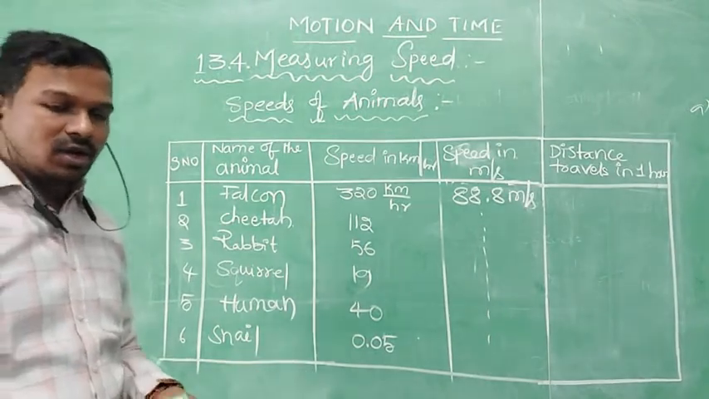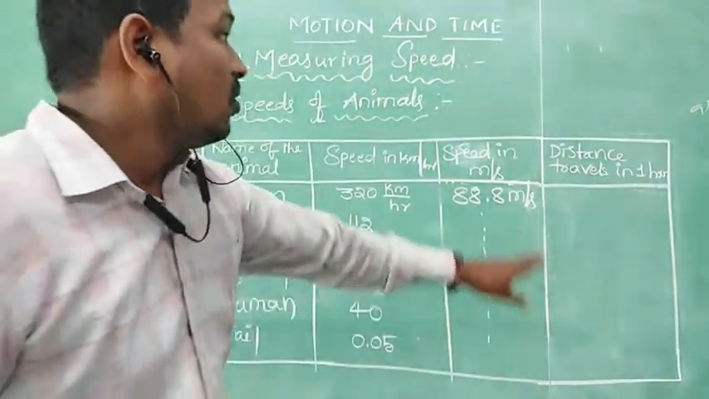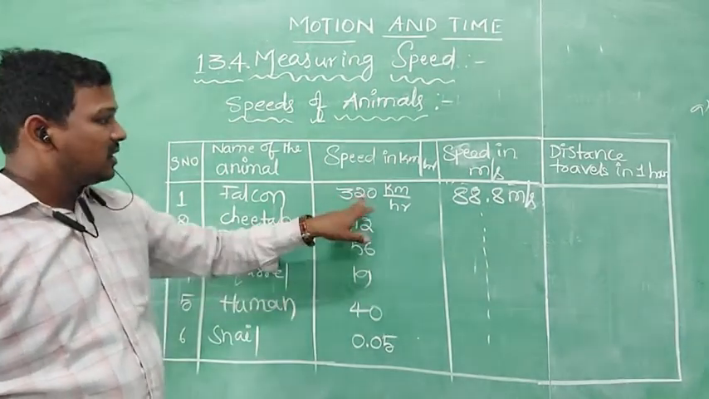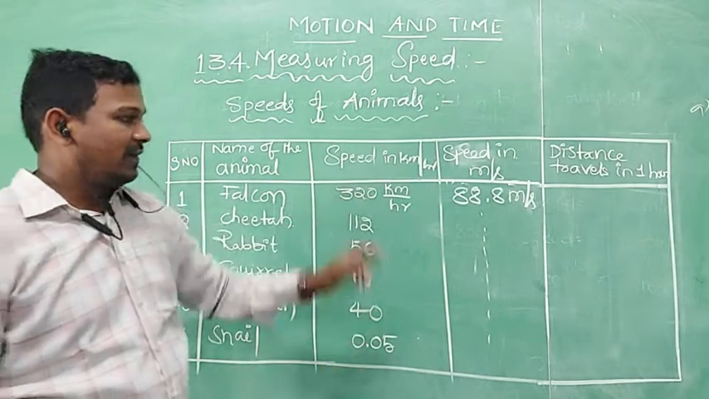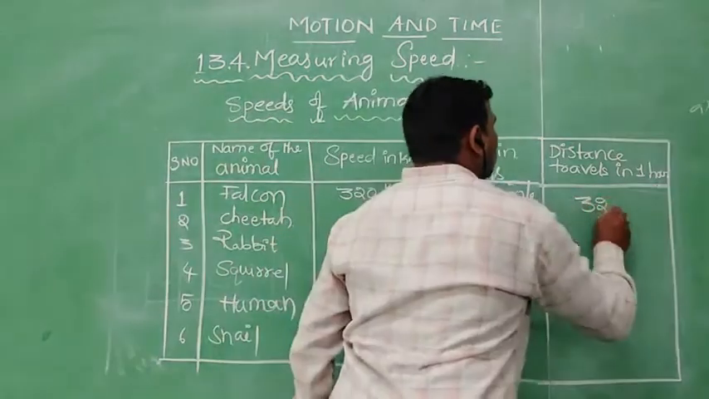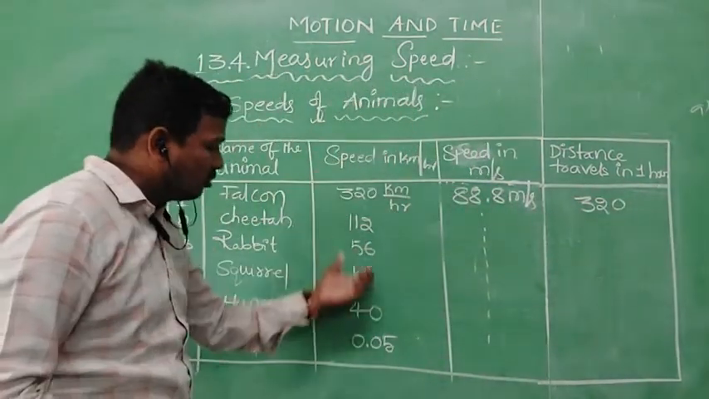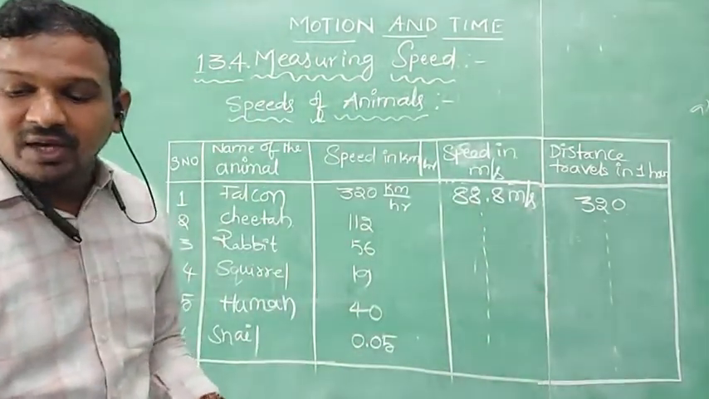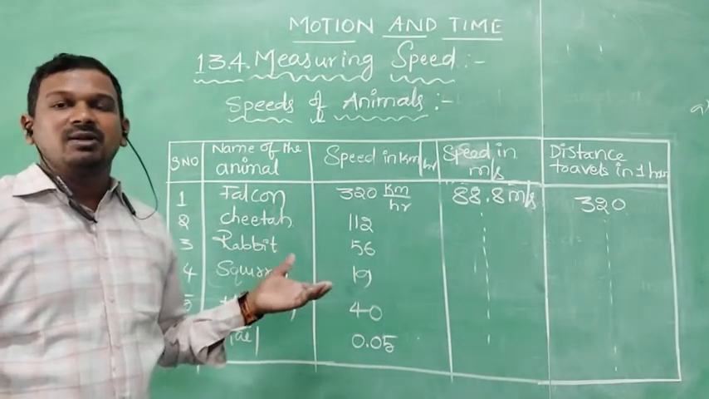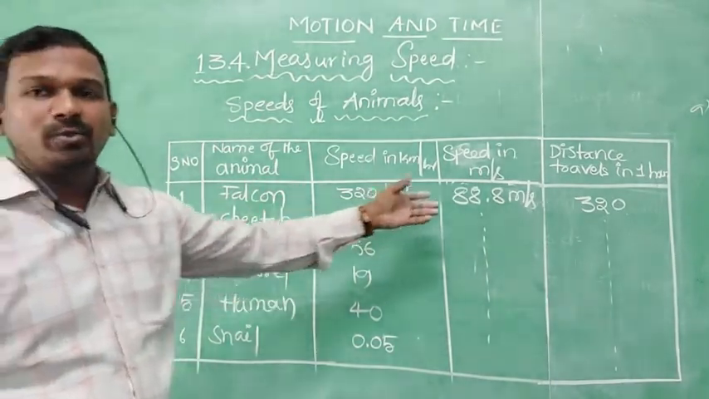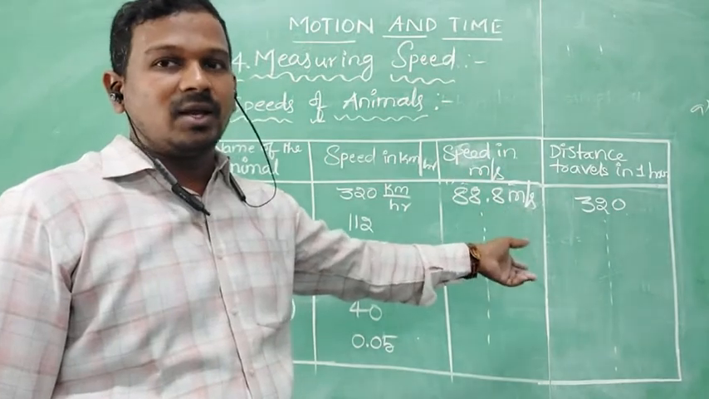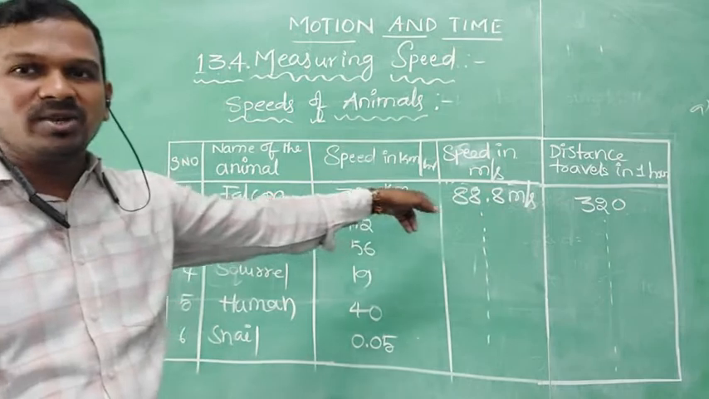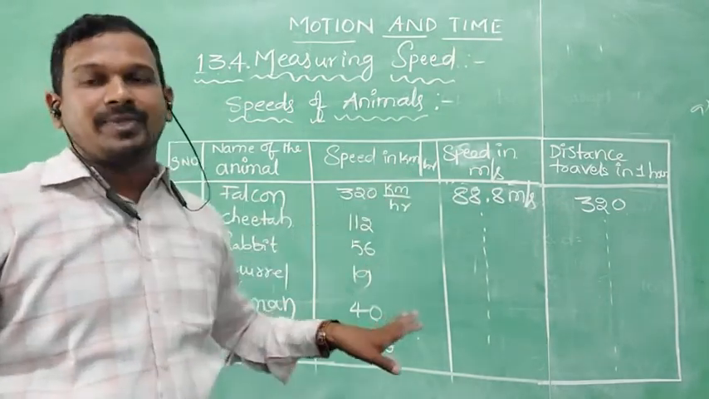Now at the end, we have the distance traveled in 1 hour. How much distance will it travel in 1 hour? 320 kilometers in 1 hour. So here it is 320. Whatever the value is there, that will be here only. So like this, we can know about the speeds of the animals, and we can convert them into meter per second also with the help of 5 by 18. And we know the distance it will travel in 1 hour of span.